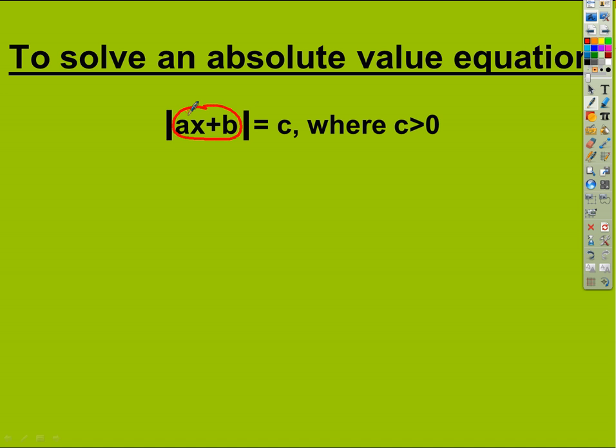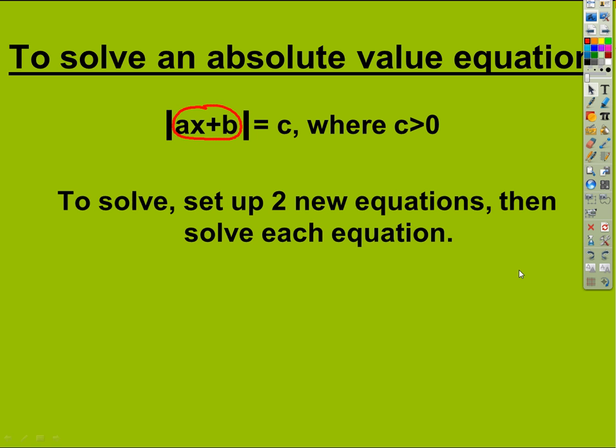What do you think? Could it equal the opposite of c? If it did, if it equaled negative c, wouldn't the absolute value just turn it positive anyway? So there's our strategy. That's it. That's the trick. That's the only new thing we're learning about solving absolute value equations, is that we want to make this trade.